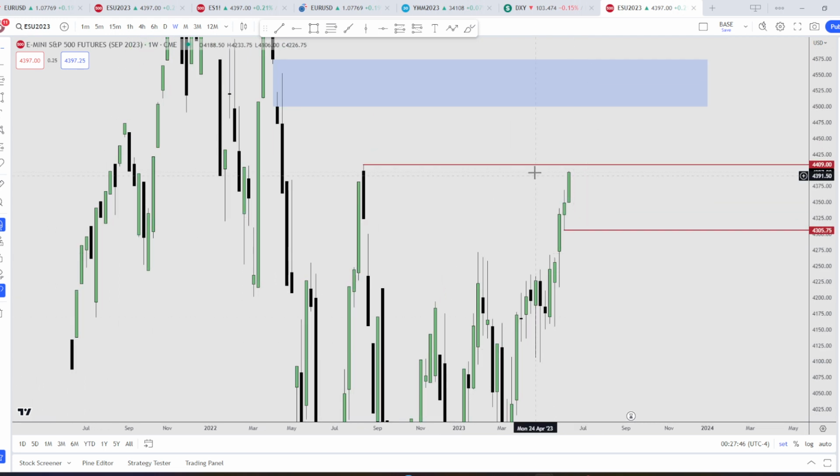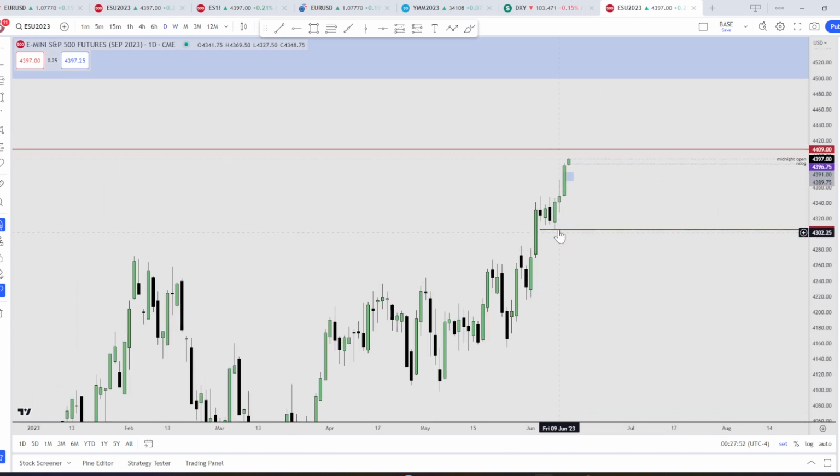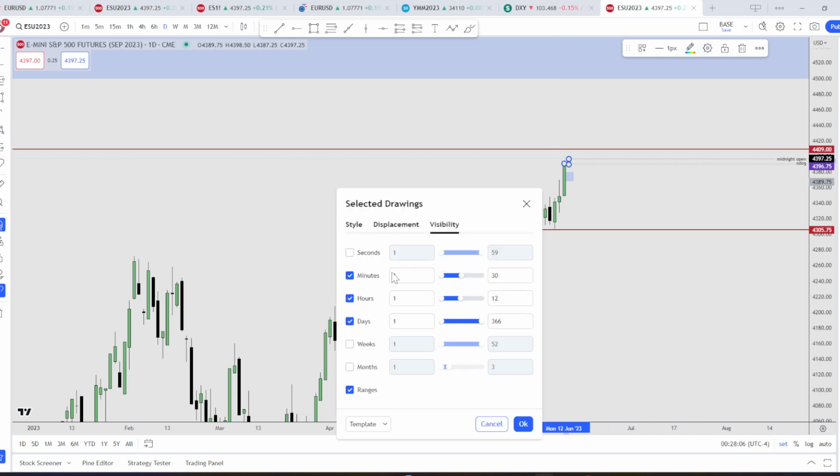Okay, so back to the daily. Yeah, so any closures or any attack on these sell stops right here, I would want to see the reaction, whether it's a turtle soup or it's a trend reversal. All right, so let me just adjust this.